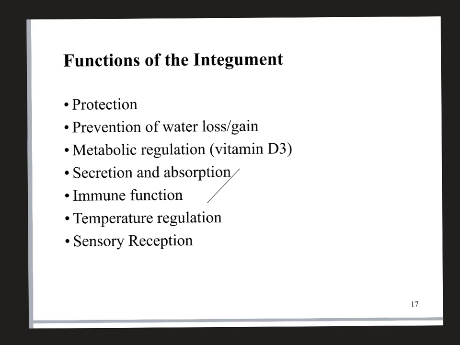Metabolic regulation: vitamin D3. The skin is necessary for activation of vitamin D, right? So when you go outside and you have UV exposure, that activates vitamin D, which is important for bone growth and a number of other functions in the body. We'll talk about secretion and absorption, right? Some things that are secreted: we have sweat and sebum. Also, a number of electrolytes in sweat are secreted as well.